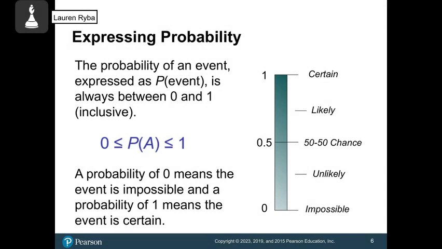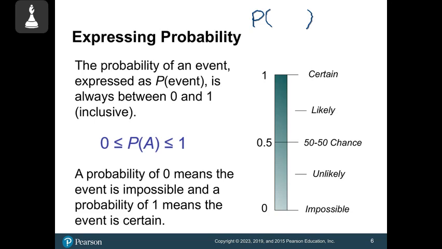Anytime we talk about the probability of an event, we're always going to see it written like P of, and then inside parentheses we fill in whatever it is we're looking for. The result always has to be between 0 and 1 inclusive. That means it can be equal to 0, it can be equal to 1, or it can be any number in between.